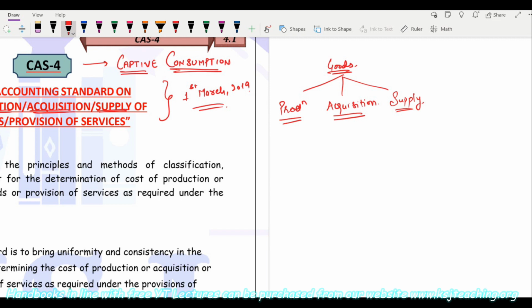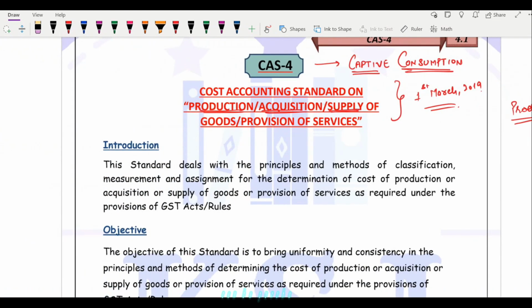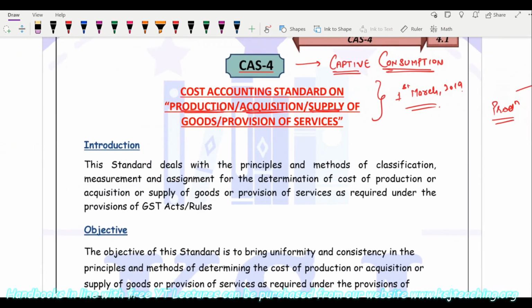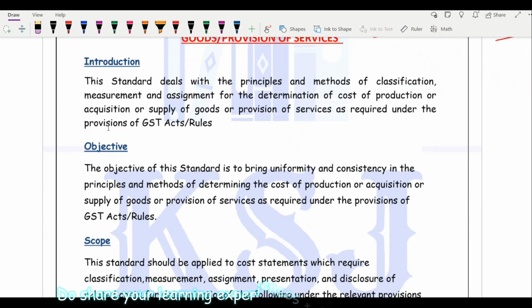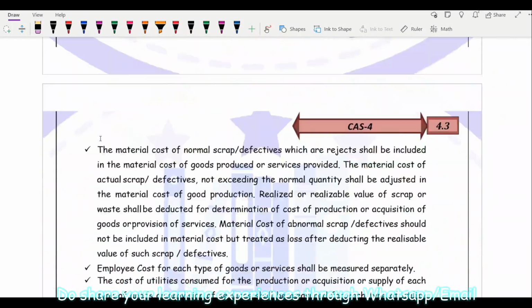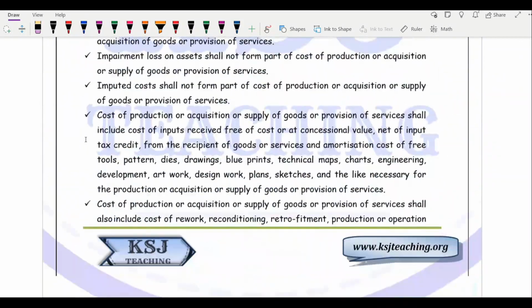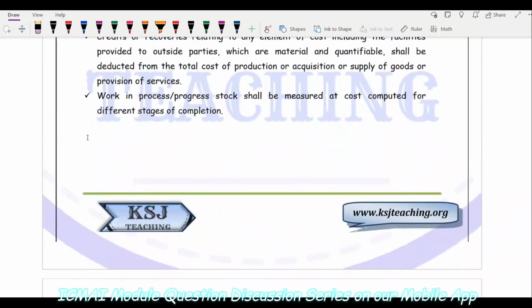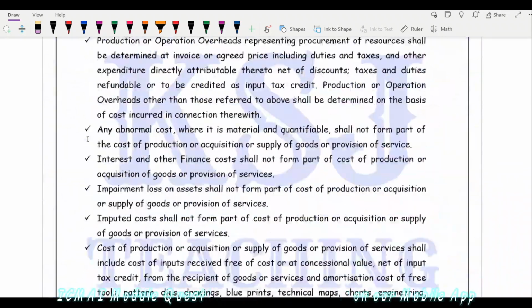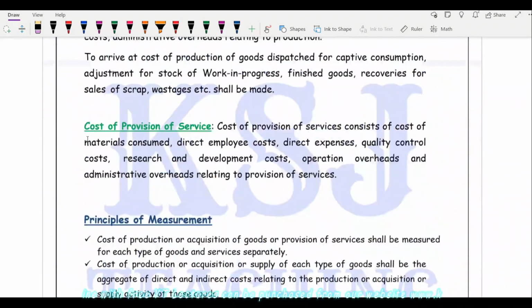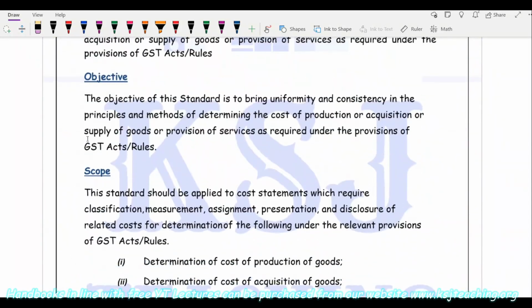And regarding the services, they say provision of services, that if you are a service provider, then how you can identify, how you can calculate your cost of providing the services. So this is about cost accounting standard 4, right? Now, if you see the notes, there are a lot of things in the principle and measurement that are given. You just have to go through. I will give you the crux. I will tell you how to read this, right? Okay, let's start with this.